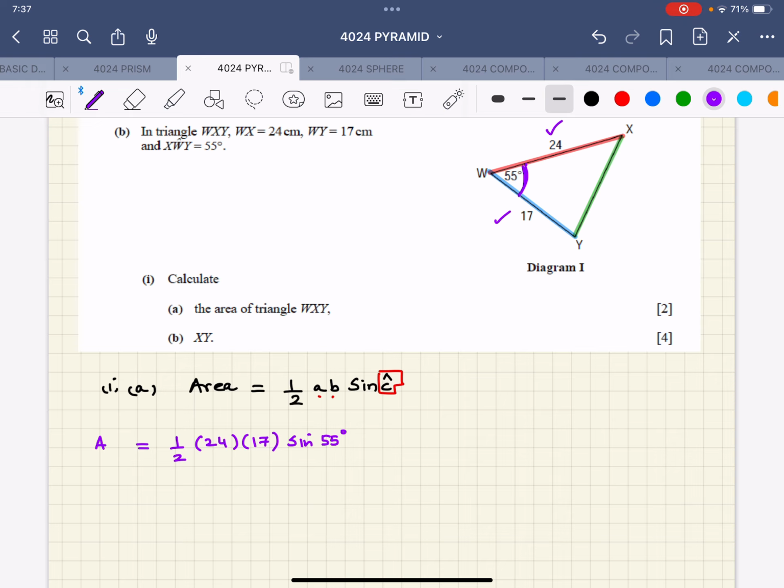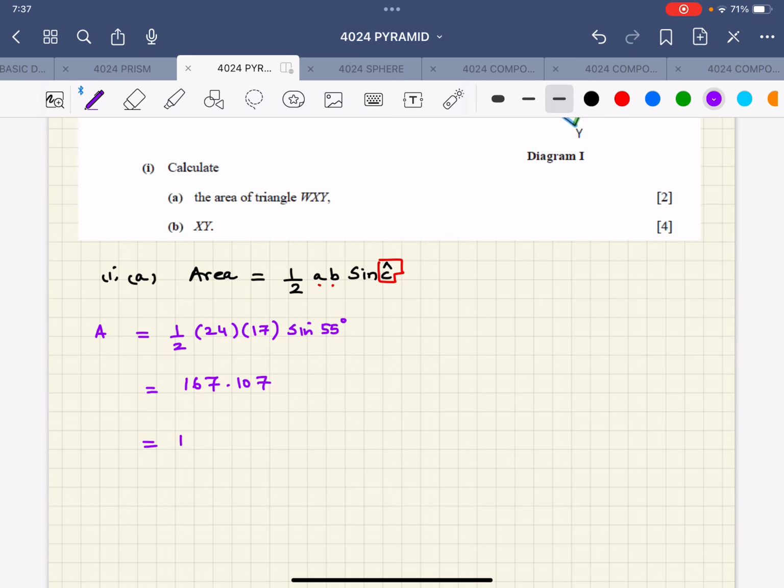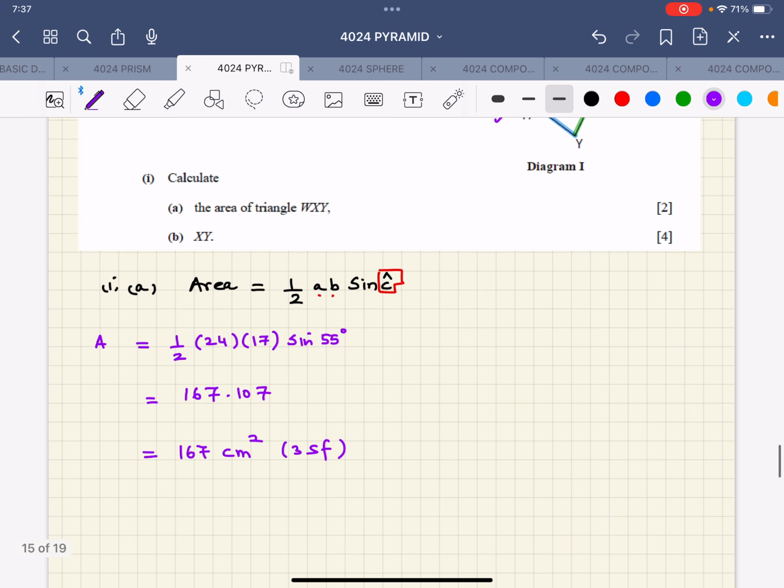Now first of all, I'm calculating sine of 55. I'm multiplying it with half, and then further multiplying it with 24 and 17. So this answer is coming out to be 167.107. And I'll write this as 167 centimeter square, correct to three significant figures. What about XY? XY will be calculated based upon the concept of cosine rule.